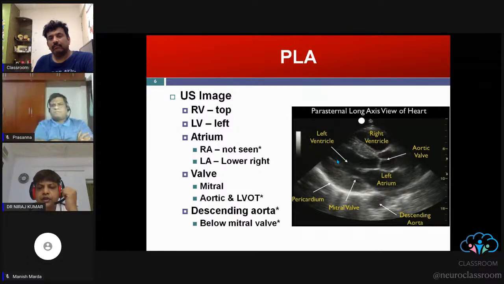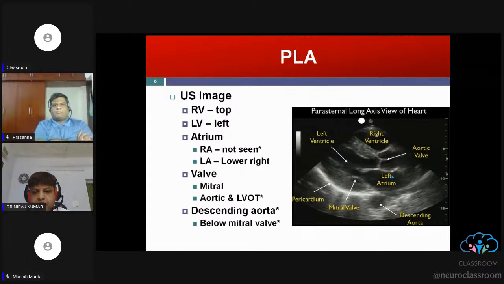After that right ventricle, you see the left ventricle. The majority of the left portion of the image is occupied by this left ventricle. You will not see the apex of the left ventricle, but this much of the left ventricle you can see. After that, in the right lower portion, you have to identify the left atrium, and between the left atrium and the left ventricle, this is the mitral valve, anterior and posterior leaflets. Then you have to identify the left ventricular outflow tract and the aortic valve. And this white hyperechoic pericardium that is surrounding the heart.